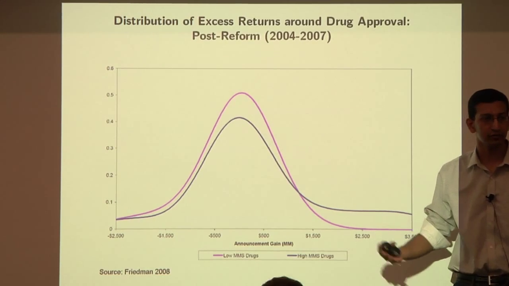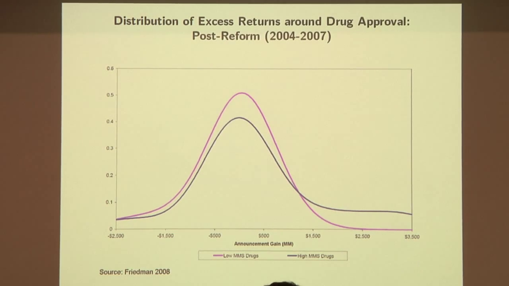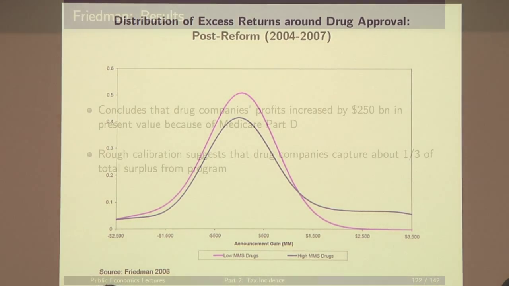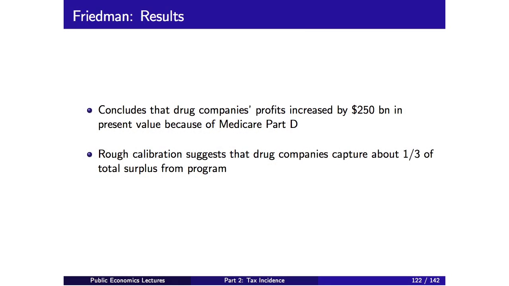This is a case where stock returns are incredibly noisy. He's smoothing it out in this way. I think there is an effect. It would be great if we could see it in a more compelling manner, but it looks like there is actually an impact. So what does he conclude? Drug companies' profits would have increased by $250 billion in present value because of Medicare Part D, roughly suggesting that drug companies capture about 1/3 of the total surplus from the program. So a big chunk of this massive, nearly $1 trillion present value program is captured by drug companies through equilibrium changes in prices.